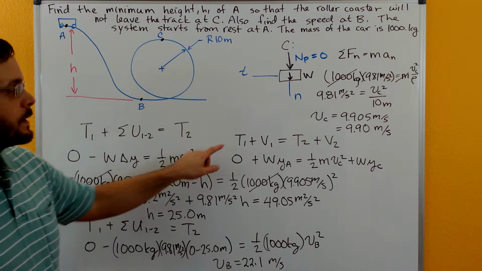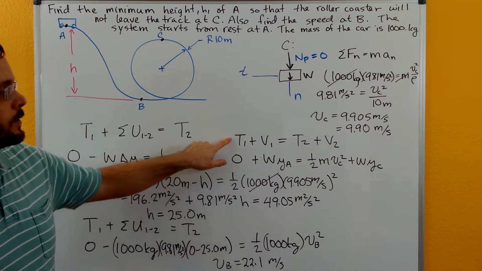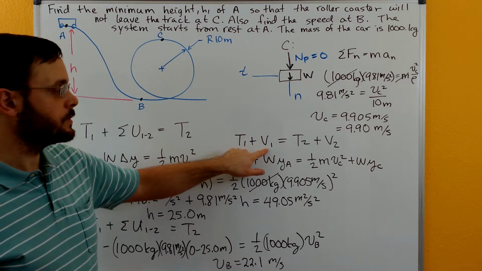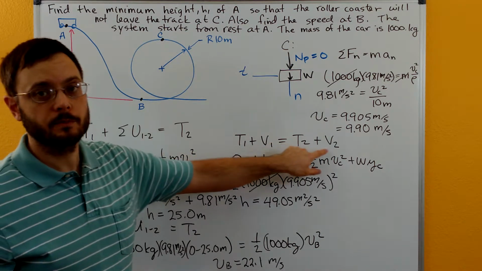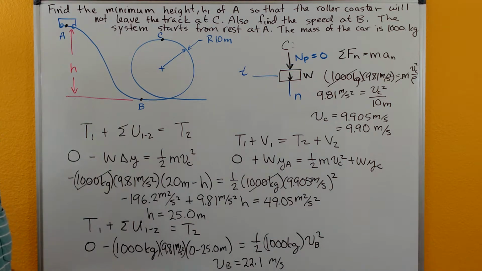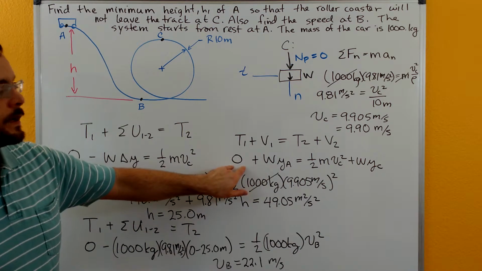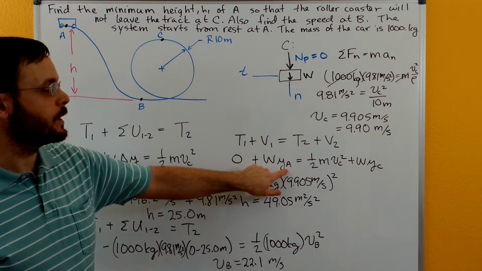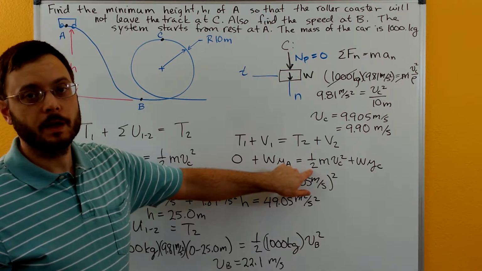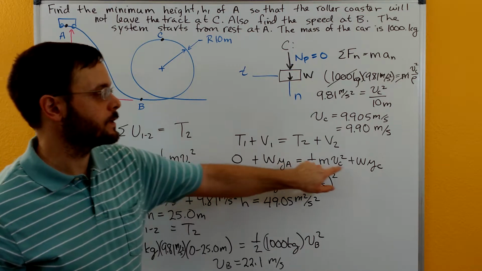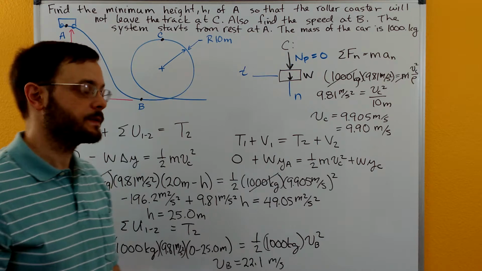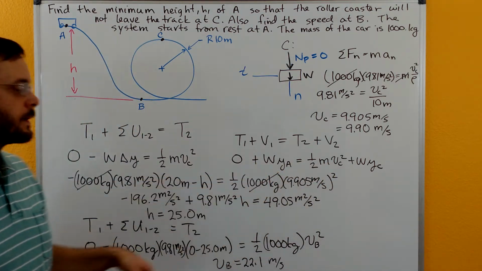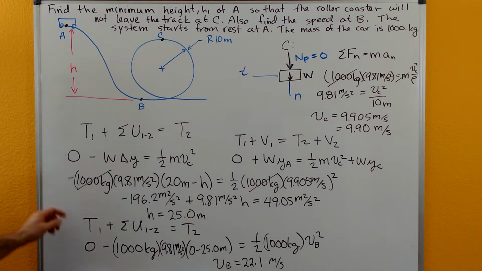If you wanted to use conservation of energy, you could. You'd have that your initial kinetic energy plus your initial potential energy is equal to your final kinetic energy plus your final potential energy, and you'd wind up with the same equation. You'd get 0 here because it's starting from rest, plus the weight times the y position at A is equal to 1/2 mv squared for your kinetic energy plus the weight times the y position at C. So bringing this over, you'd wind up with the same weight times the difference of the two y positions.